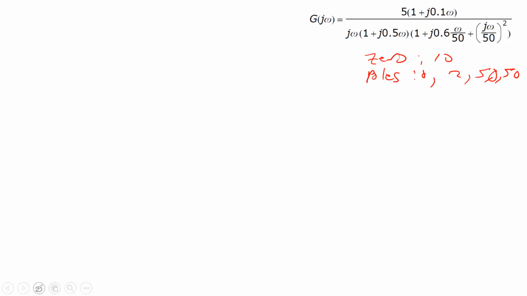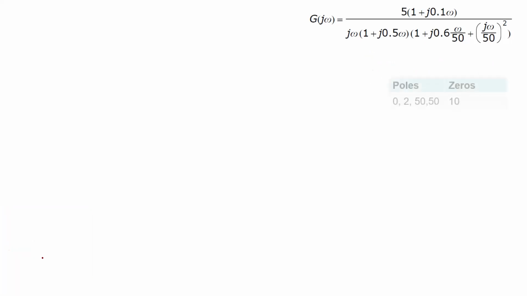So the poles are at 0, 50, 50, and 0 at 0. It's already in the format which we have. If it's not in the format, you have to work it out such that it will be in this format. Okay.